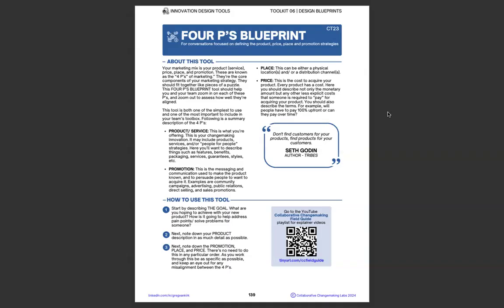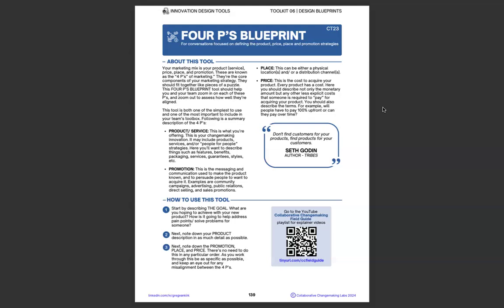This is Greg Van Kirk, and I'd like to take a few minutes here to walk you through this four P's blueprint. This is for conversations focused on defining the product, price, place, and promotion strategies. This is otherwise known as the marketing mix, sort of the overall granddaddy of tools for marketing. This is one of the innovation design tools and currently resides in Toolkit 6, Design Blueprints. So I'm going to go through this tool.